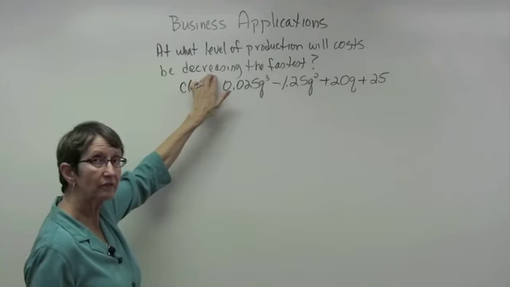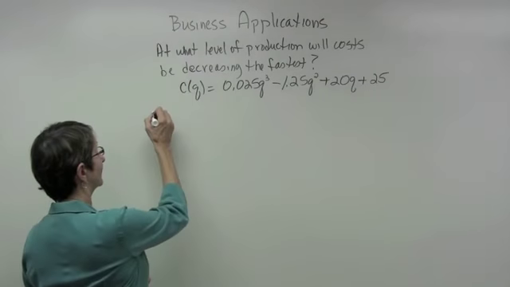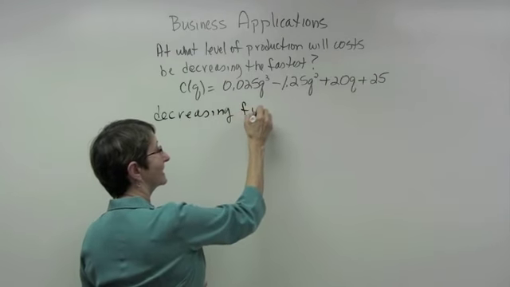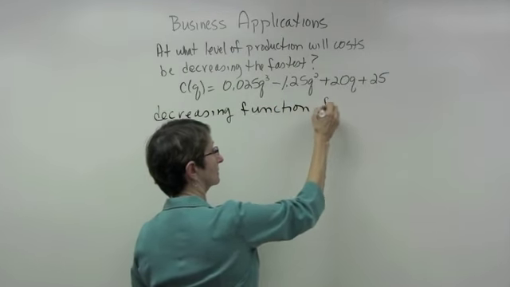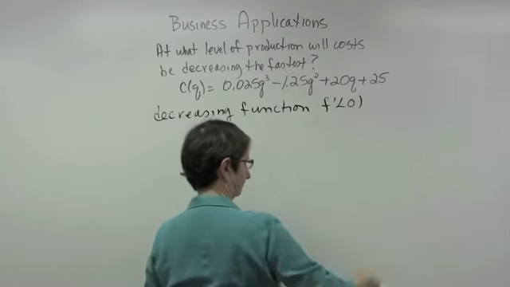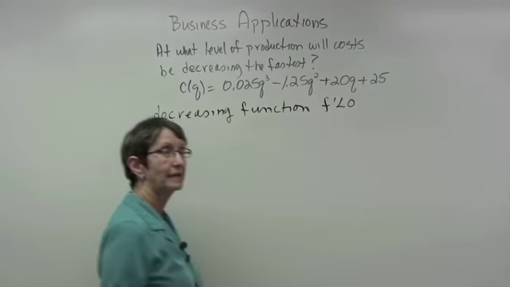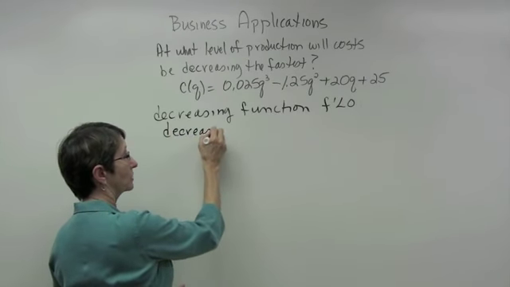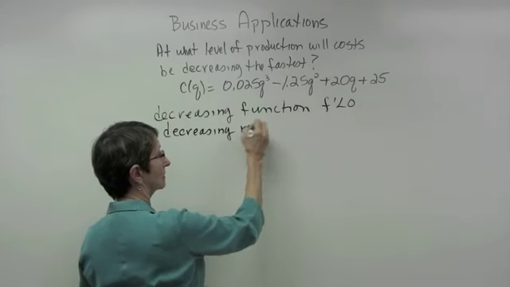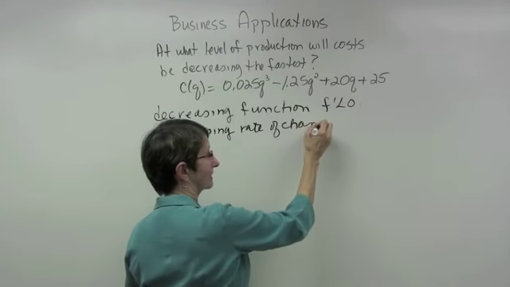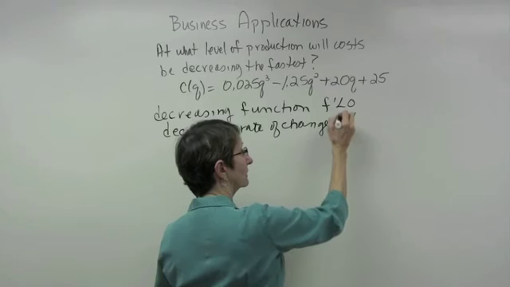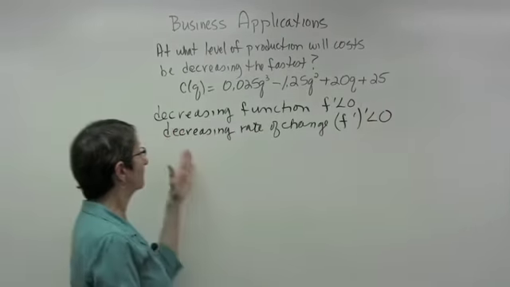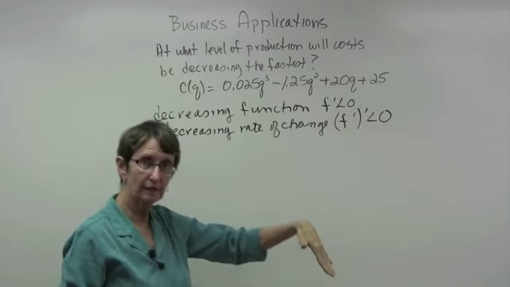Now, let's review. If a function is decreasing, a decreasing function, that means the first derivative is negative. Now, if it's decreasing the fastest, that means what we want is a decreasing rate of change. So we have two decreasings. We want the derivative, and the derivative of that, to also be negative. We have a decreasing rate of change.